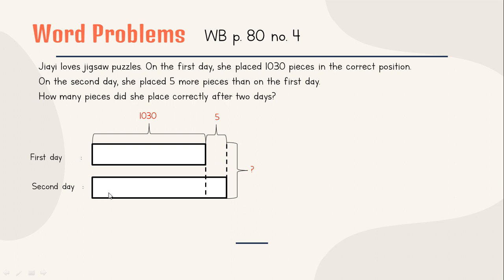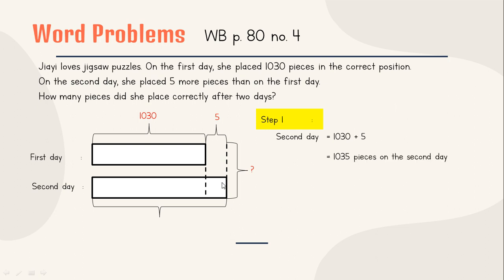But once again, do we know the second day? Nope. What are we going to do? That's the first step. The first step is the second day. 1,030 plus 5, because it is this plus this, right? Equals 1,035 pieces on the second day.